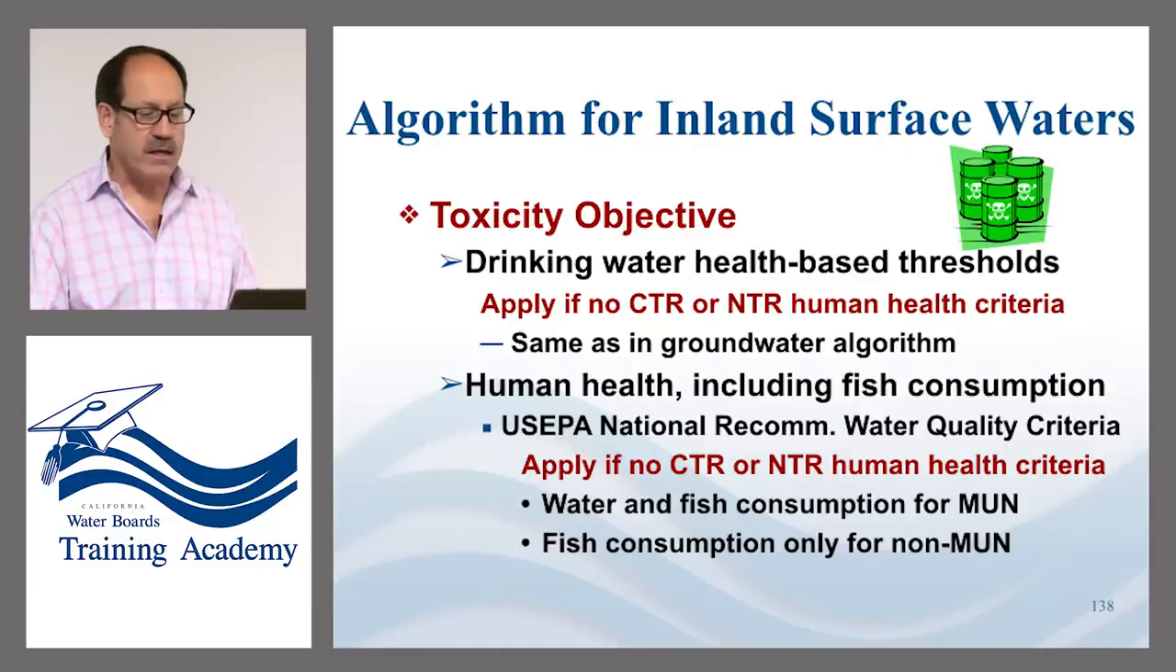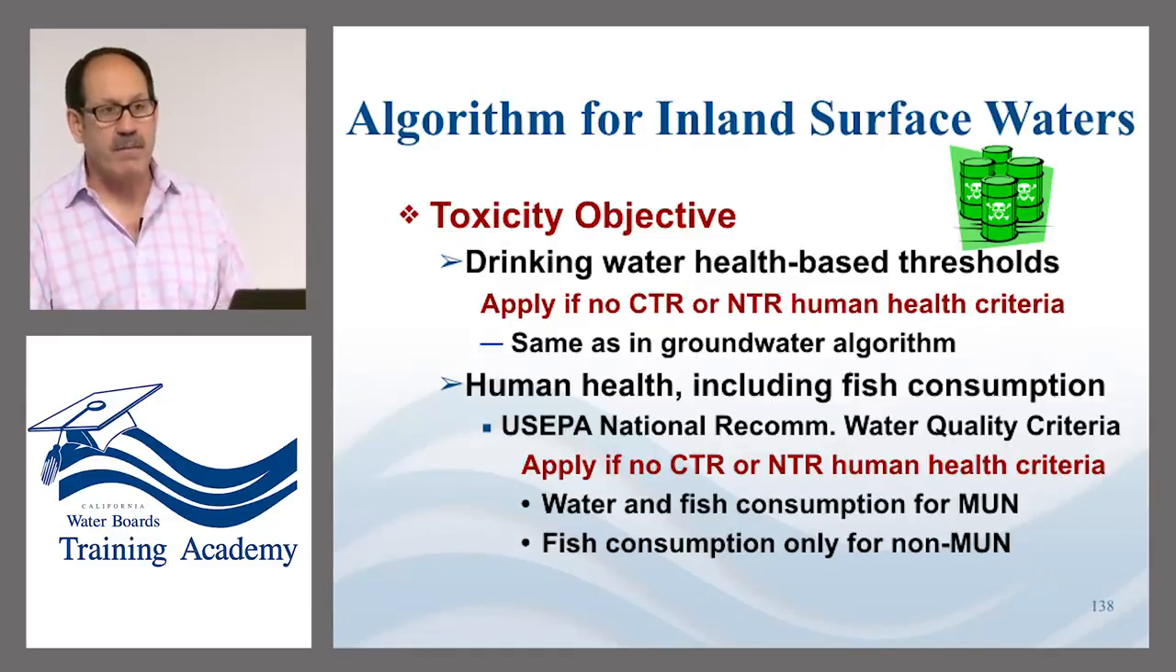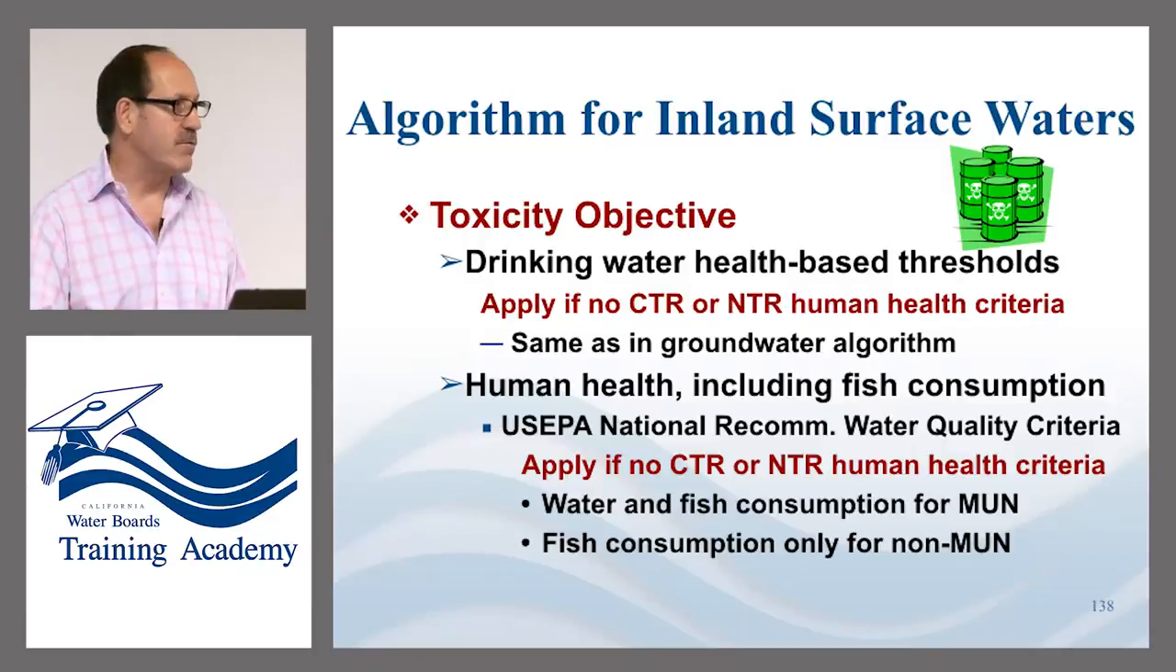If we're looking at human health, including fish consumption, you look at EPA's national recommended water quality criteria if you don't have a promulgated CTR or NTR human health protective criterion.